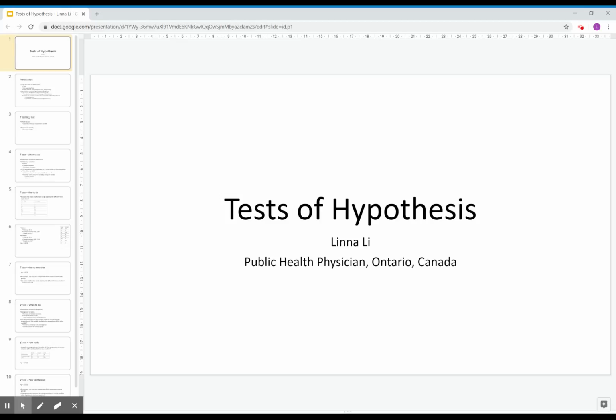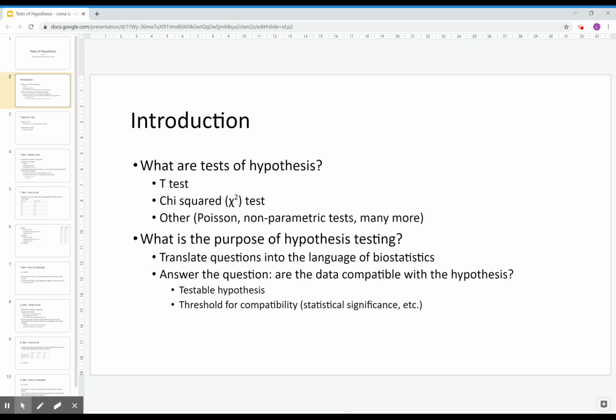I'm speaking about tests of hypothesis today with the aim of doing a broad overview of the t-test and chi-squared test. The t-test and chi-squared test are some of the most common tests of hypothesis. They are foundational tests that many variant tests are based on, and so it's important to have a good grasp of these two tests. There are also many important tests that are quite different from these two tests, such as the Poisson distribution, non-parametric tests, etc., which we will not be covering in this video.